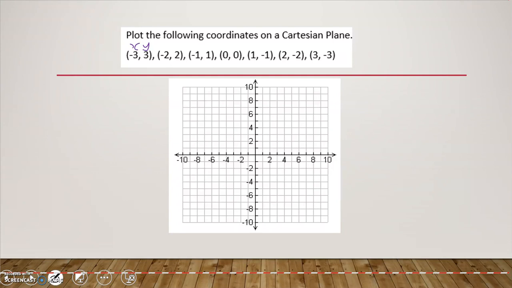So if I want to plot this first point, I go to -3 on the x-axis, and then I find 3 on the y-axis. I go vertically from -3 on the x-axis, and I go horizontally from 3 on the y-axis, and where these 2 lines intersect, that is the coordinate (-3, 3). My next ordered pair is (-2, 2), so I go to -2 on the x-axis, I go to 2 on the y-axis, I go vertically from -2, horizontally from 2, and that is that coordinate (-2, 2).